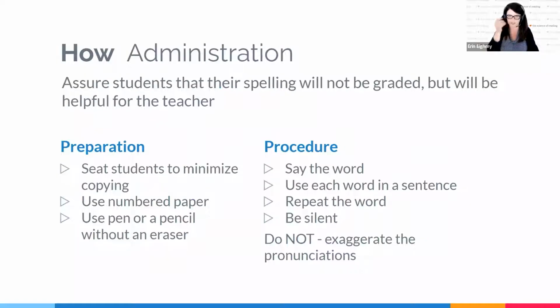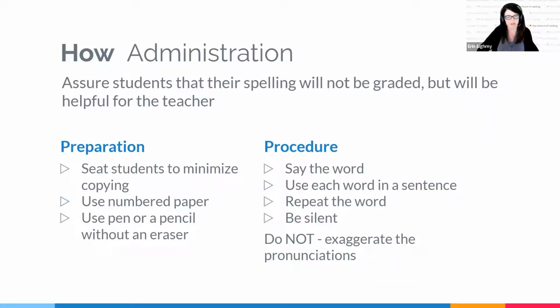So how do we administer the inventory? There are just some basic guidelines on administering a spelling inventory. We want to assure students that their work isn't graded, but it will help us to design instruction. So this is a no risk situation for students, and the inventory is helpful for the teacher to see how we can help you as the student. So the procedure is essentially no practicing and no studying. Say the word in a group setting, use the word in a sentence, just as Pam did, and repeat the word.